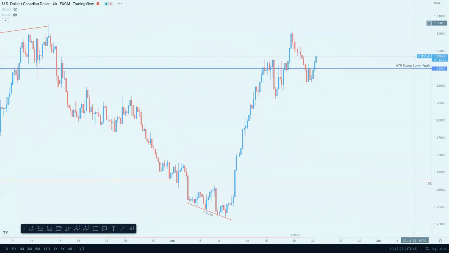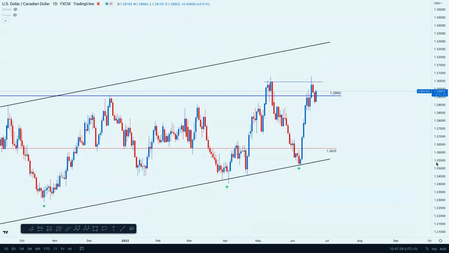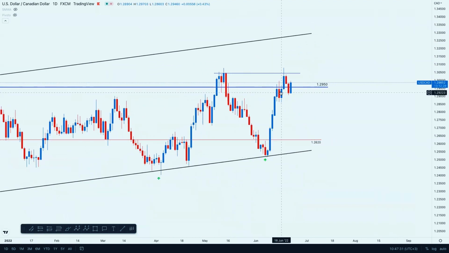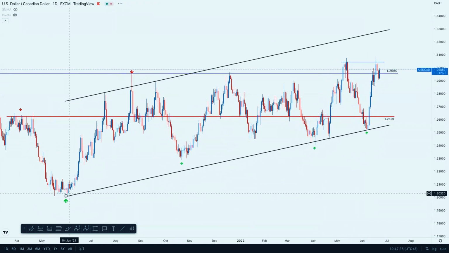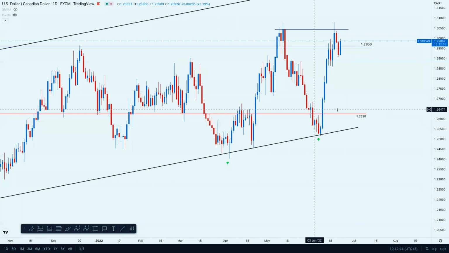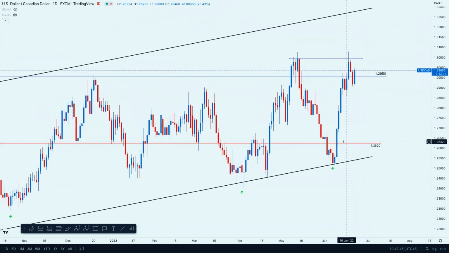USD CAD last week I think had the best rally that I've seen in a long time. You can see this rally, a straight rally from this level. We had a third trendline bounce. If you zoom out on the daily chart, you can see this was a first touch, a second touch more or less, and a third touch here. Look at that strong rally to the upside, breaking above key levels 1.2620 and 1.2950.